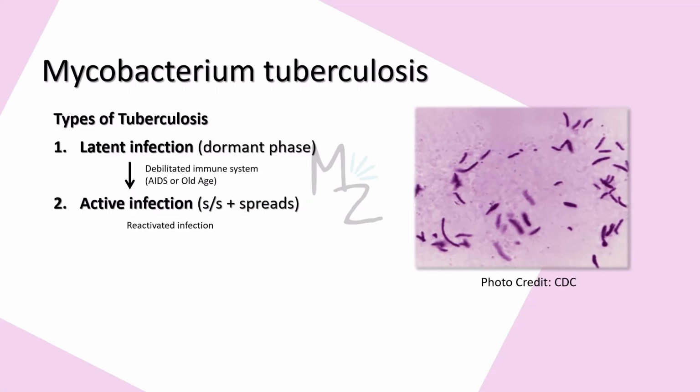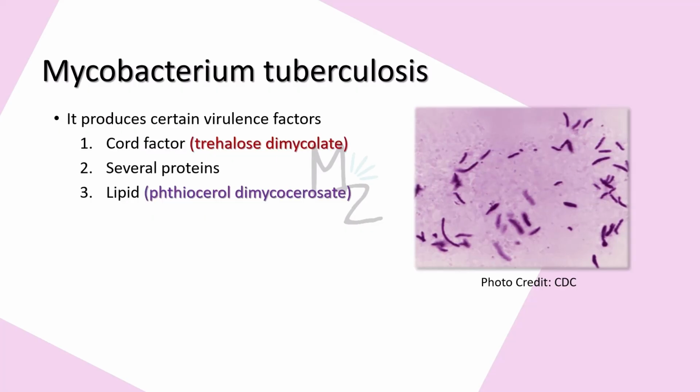And when the immune system gets compromised, either by old age or by AIDS, the acquired immunodeficiency syndrome, this infection becomes reactivated. It starts to show signs and symptoms, and it spreads not just within the body but to other persons as well. This is then termed as active infection. In a nutshell, tuberculosis has two types: latent infection, which can be primary or dormant, and the active infection, which is the reactivated infection.